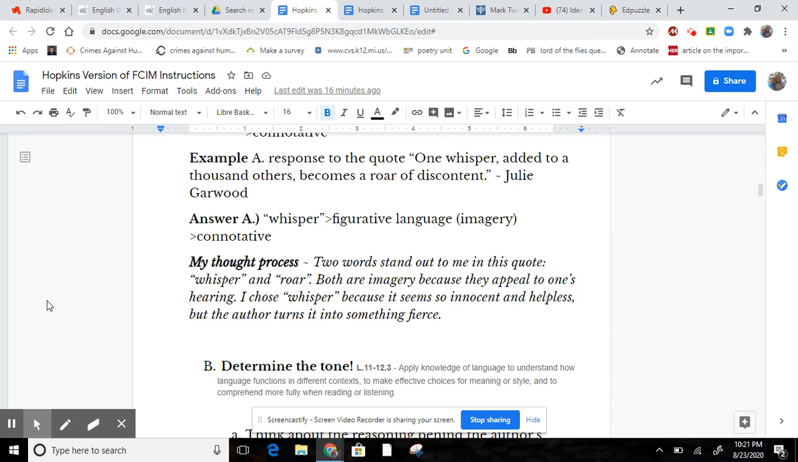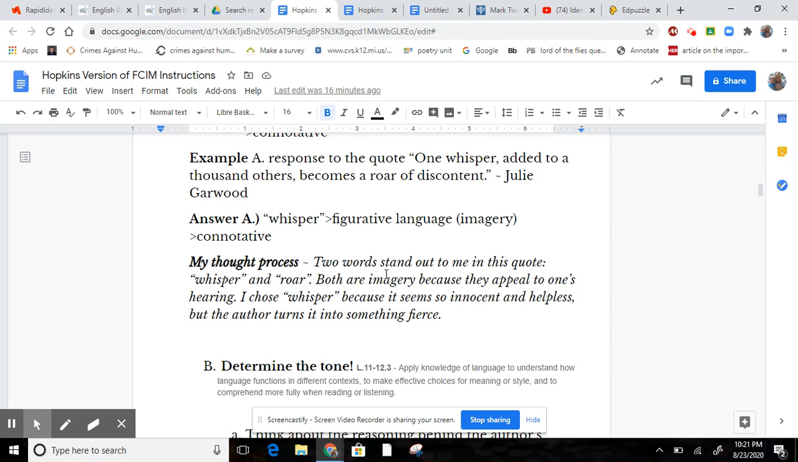So let's say you've been given the quote, "One whisper added to 1,000 others becomes a roar of discontent." So for your answer to that section A, we would read the quote like we just did, and then we'd have to choose one word to pull out of that quote. So you're thinking about author's craft and thinking about word choice. What really stands out in this quote? So my thought process, I included this. You're not going to have to put all this in there, but I wanted you to see what this looks like as you're going through part A in your mind.